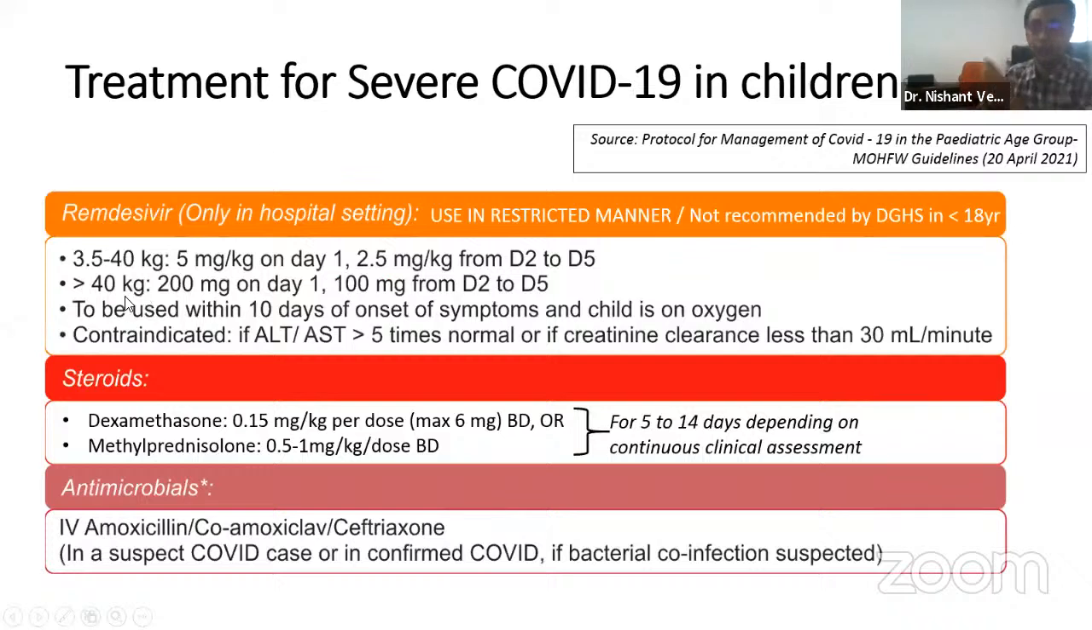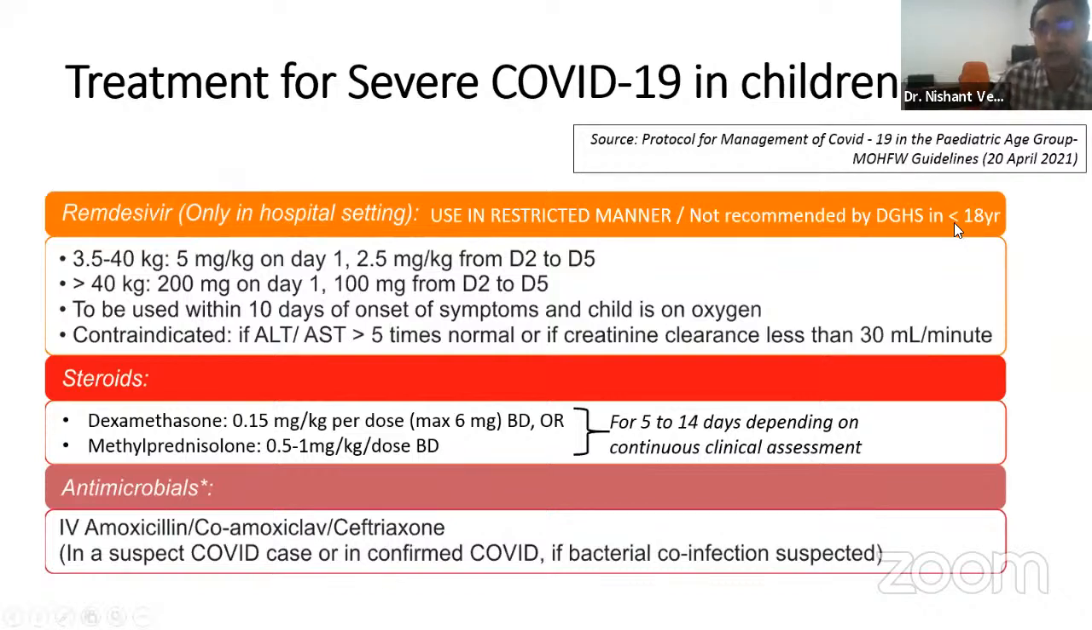This is again the algorithm proposed by the Ministry of Health and Family Welfare. This summarizes the pharmacological treatment for severe COVID-19 in children. The drugs which we have to use include remdesivir and steroids. Now, remdesivir should only be used in hospital setting. You should never prescribe remdesivir for an outpatient scenario, always in hospital settings. It should be used in a restricted manner because at best its efficacy is modest. It is not a miracle. It does not work wonders.